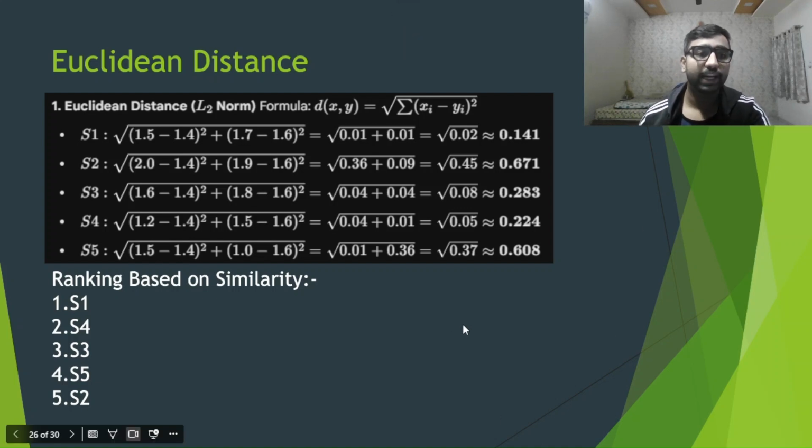Now, for Euclidean distance, the smaller the distance, the greater the similarity between two data points. Hence, S1 is the most similar to the given data point, and S2 is the least similar to the given data point, and S4, S3, S5 lie in the middle.